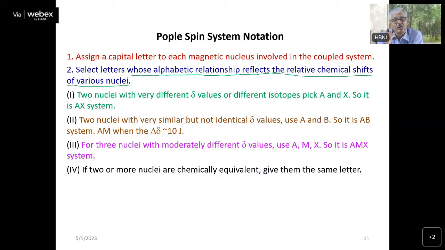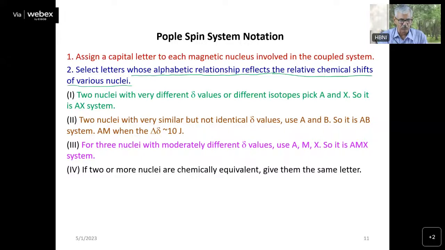how it comes from the delta, the chemical shift difference, and what is the coupling constant between them. If the delta is greater than 10 times the J value, we call them an AX system. If delta is very close to 10J, we'll call this an AM system. And if delta is much less than 10J, we call that an AB system or ABC system, depending on how many spins are there.